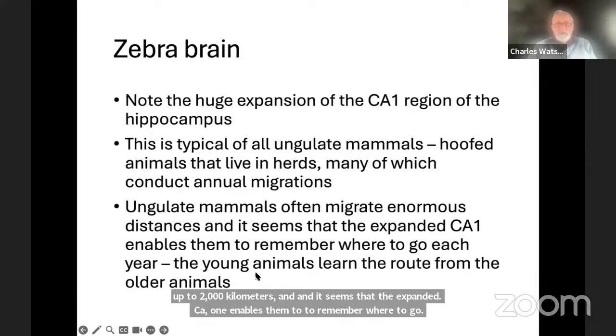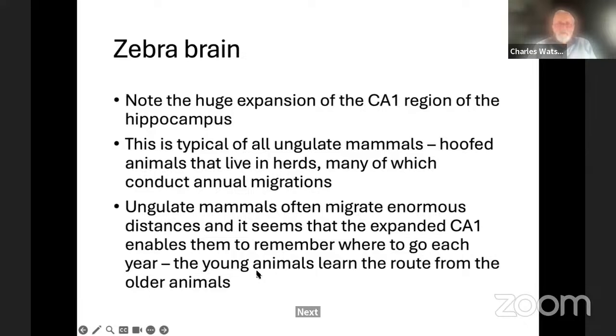The interesting thing is because they're herd animals, the young animals don't have to receive the information genetically. They learn the route from the older animals by traveling along with the older animals as they run along. So, as I said, this is what turned me on to what was so exciting about brainmuseum.org.